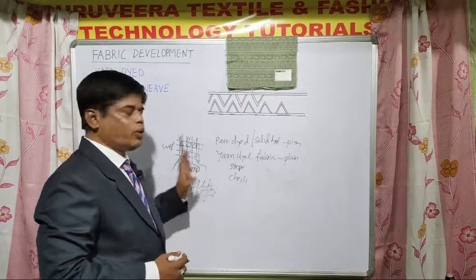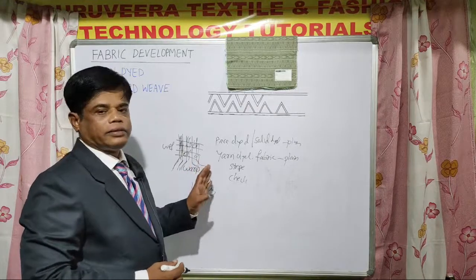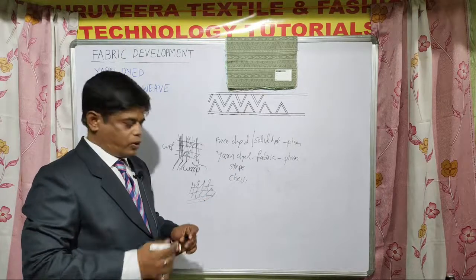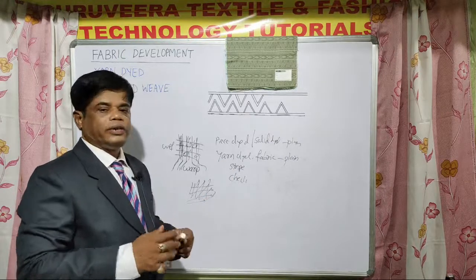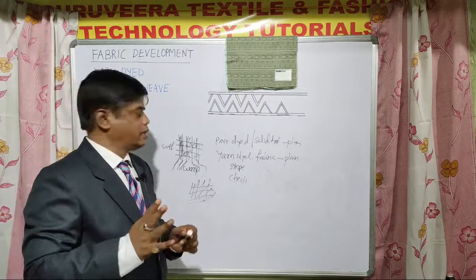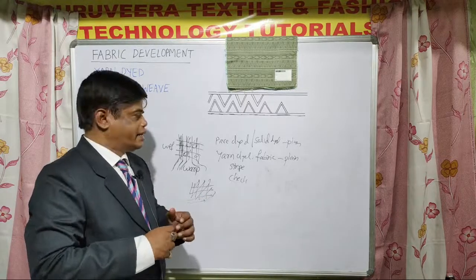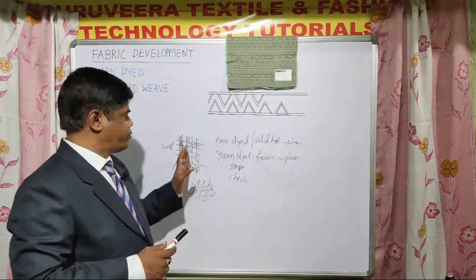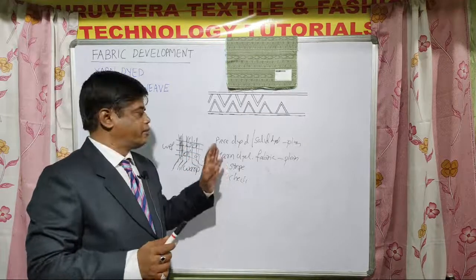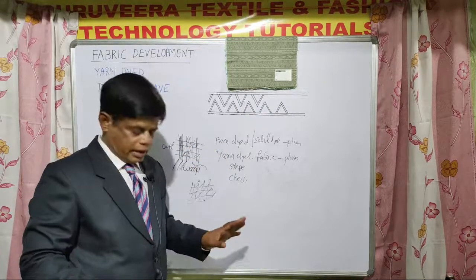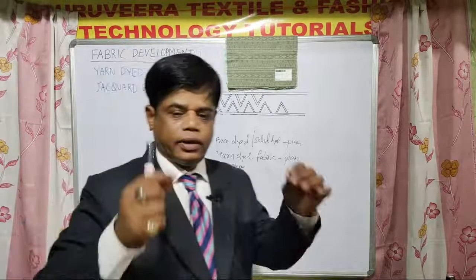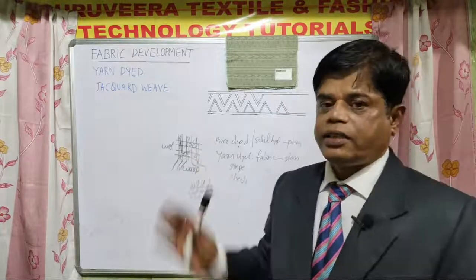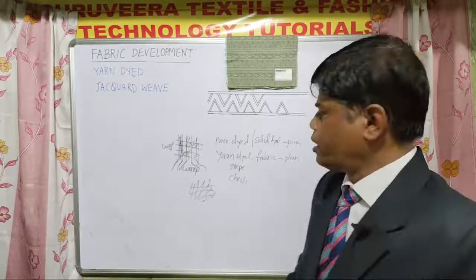Suppose both warp and weft are the same dyed color, then it becomes a solid dyed twill fabric. So I hope you are understanding the difference between solid dyed fabric and yarn dyed fabric. In case of yarn dyed fabric, the yarns are dyed. In case of piece dyed, no yarns are dyed, but the whole fabric is dyed in piece form, in the fabric form itself. But in yarn dyed, first the yarns are dyed, then taken for weaving. These are yarn dyed fabrics.